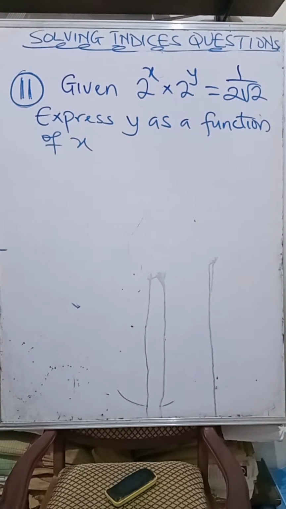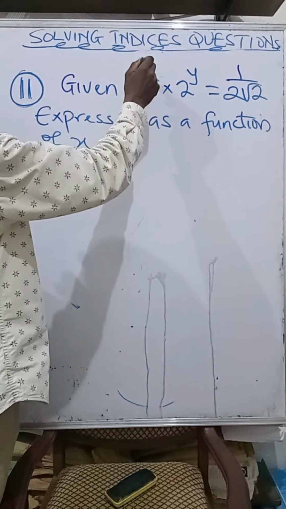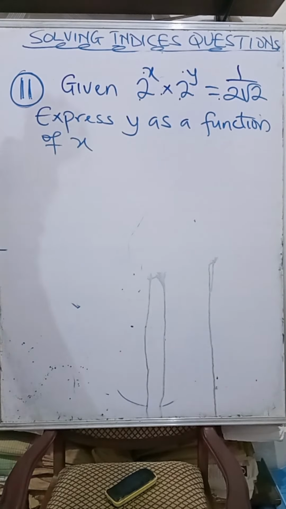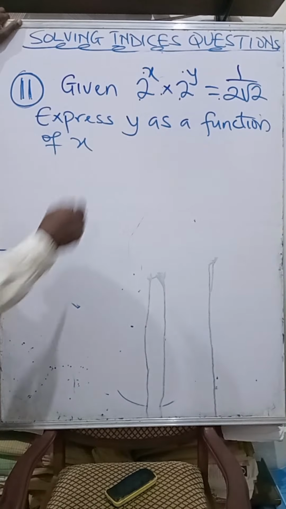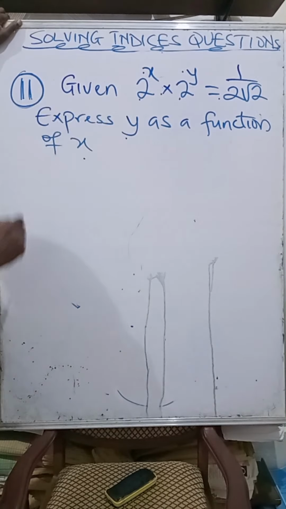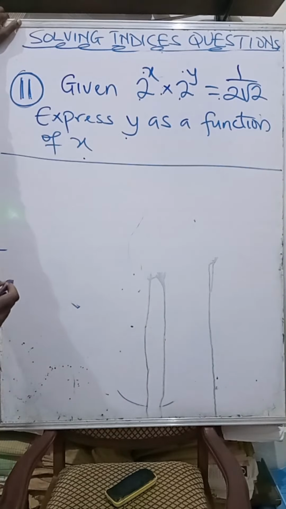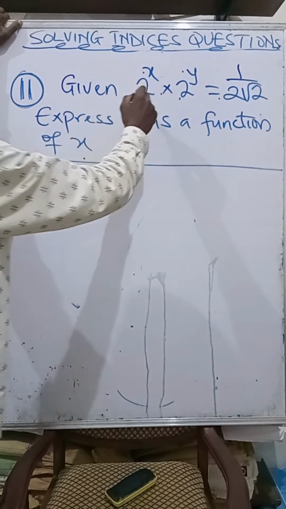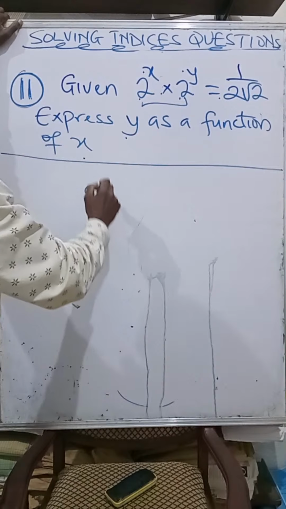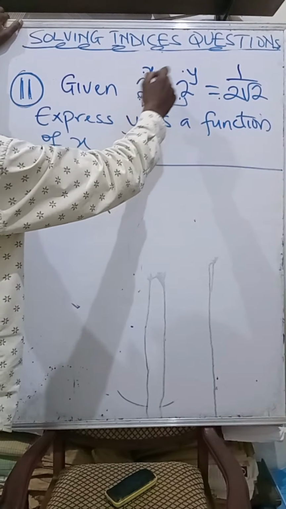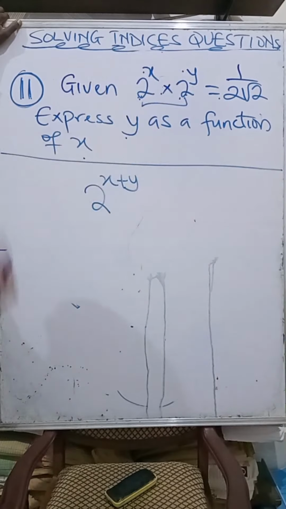Question 11 says that given that 2 to the power x times 2 to the power y is equal to 1 over 2 root 2, express y as a function of x. What we're being told is to make y the subject. So this one, you can combine it together. That will be 2 to the power x plus y. When you have the same base and you're multiplying, you take one of the bases, and then you add the power together.